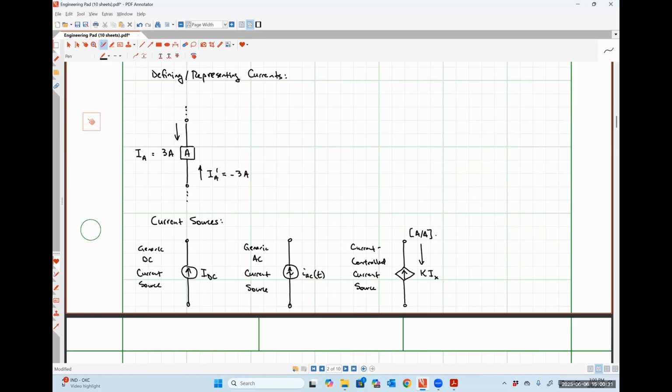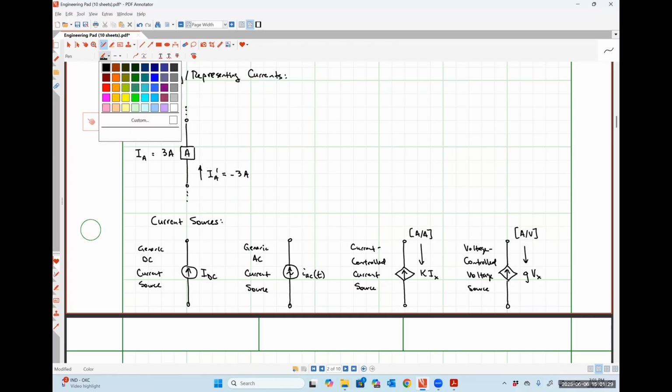In addition to current-controlled current sources, we can also have voltage-controlled current sources. So that's going to have the exact same symbol. But in this case, I'm going to call the scaling factor lowercase g, and my controlling variable is going to be some voltage. In this case, I'm going to call it Vx. So this scaling factor g is converting an input voltage into an output current. That means g needs to have units of amps per volt, in order for the units to work out right on this particular source.